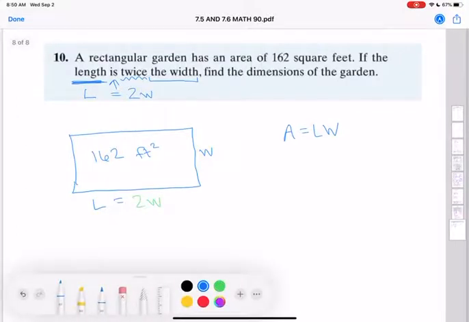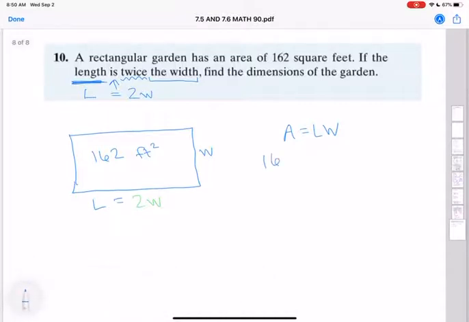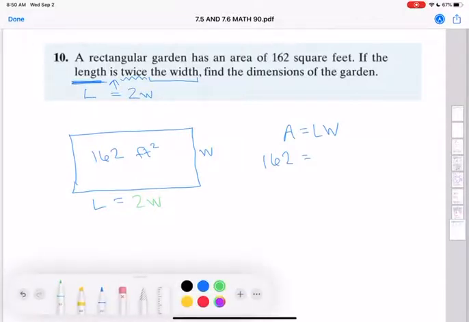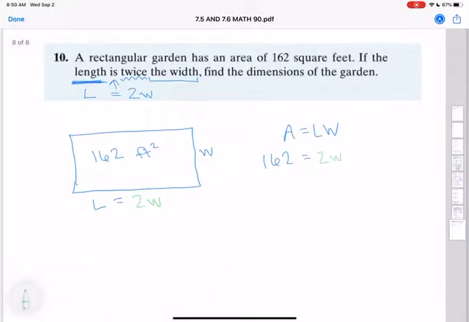So if area is equal to length times width, do I know what the area is? I do. It's 162 square feet, right? So 162 equals L. Do I have another way to write L? I do, because it said L equals 2W. So instead of writing L, I'm going to write 2W. And then finally, I still have this W left over, right? So now, all I've done is I rewrote area equals length times width with my area of 162, and my length is 2W, so that my equation now only has one variable that I have to solve for.